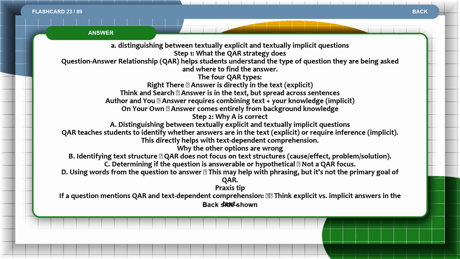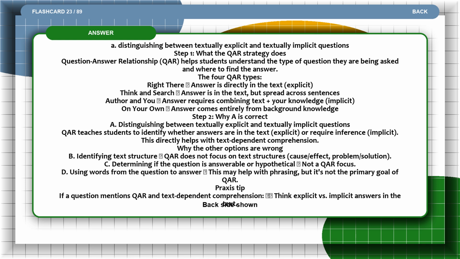Before QAR types: Right there, answers directly in the text. Explicit: Think and search, answers in the text, but spread across sentences. Author and you, answer requires combining text plus your knowledge. Implicit: On your own, answer comes entirely from background knowledge.